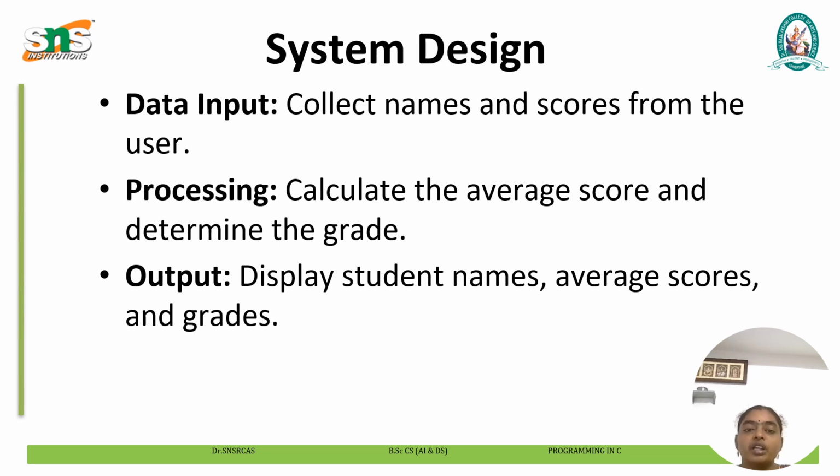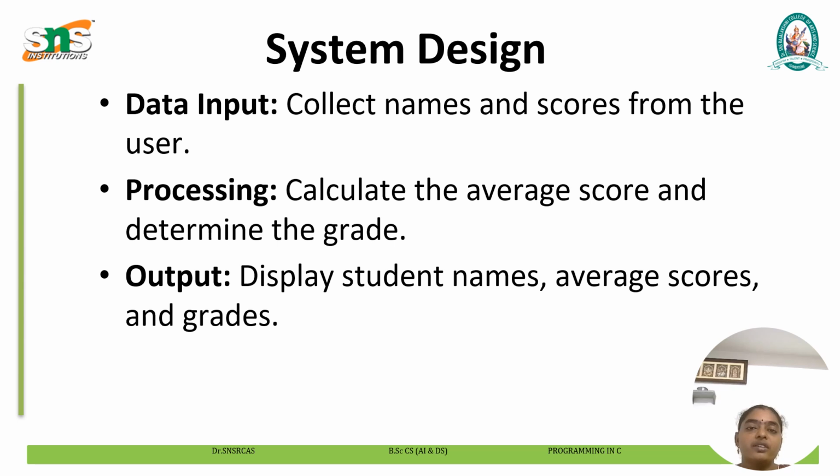System design. Data input: collect names and scores from the user, that is, collect all the student names and all subject marks from the students. The second one is processing: calculate the average score and determine the grade. All subject marks are added and then the average is calculated.